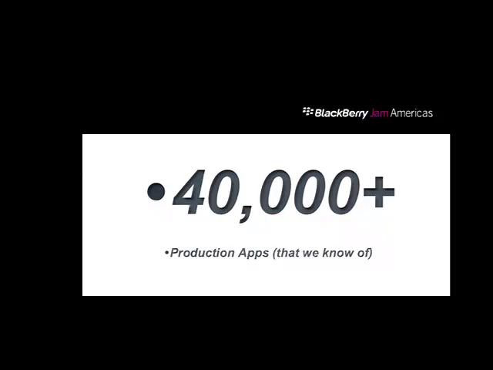Right now, we've got about 40,000 production apps. Those are unique apps in the app stores, and this is that we know of. We have analytics on by default, but you don't have to have analytics on, and for apps that turn analytics off, we can't track those. So there's 40,000 production apps that actually have analytics on right now.